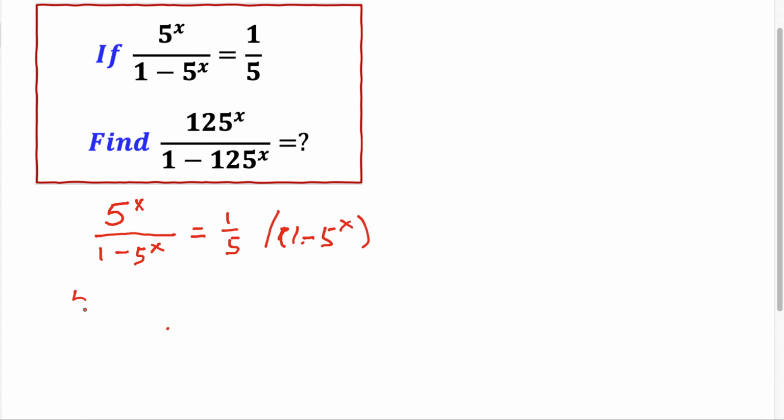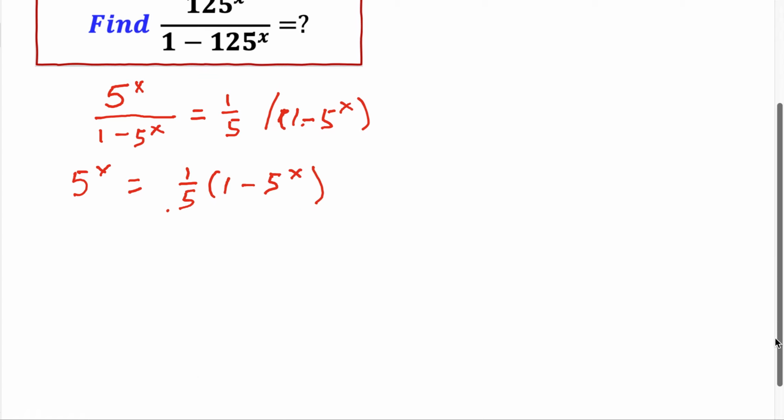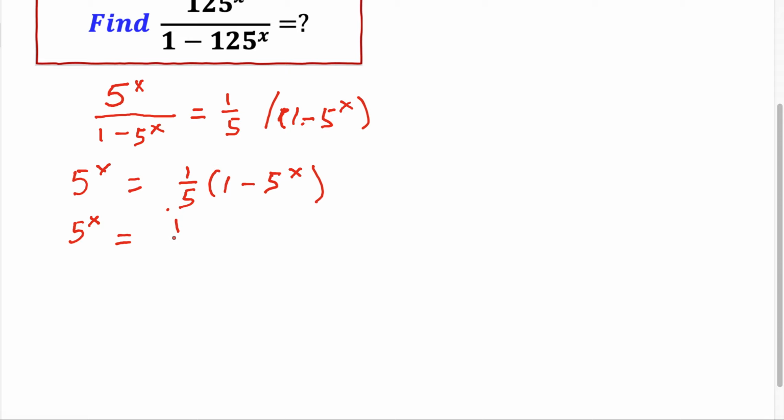So what is going to remain is 5 in exponent x is equal with 1 over 5 times 1 minus 5 in exponent x. And now if I'm distributing here, 5 in exponent x is equal with 1 over 5 times 1 is 1 over 5, and 1 over 5 times 5 in exponent x. That's what I have here.